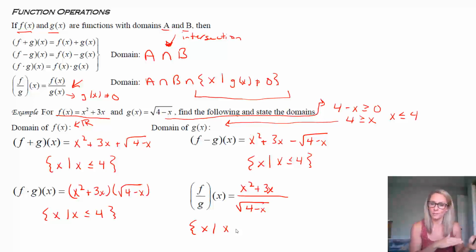As long as x is less than or equal to 4, we are fine for the other operations. But we don't want x to be greater than 4, because that's going to give us a negative. So now we just want x to be less than 4. It can't be equal to 4, because that's going to give you 0 in your denominator. So it takes out one value that we have there. And those are some function operations with their domains.